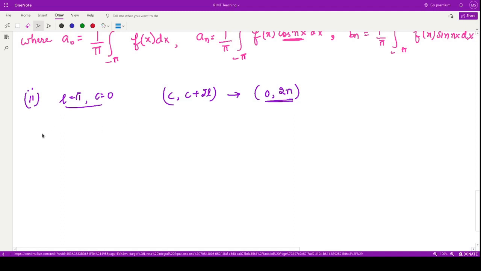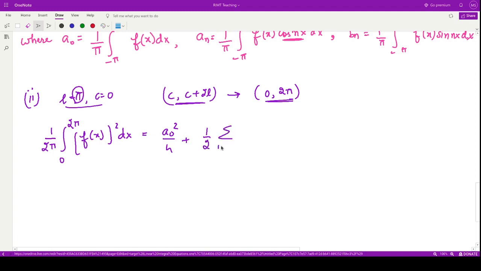In that case, the identity reduces to 1 by 2 pi integration from 0 to 2 pi. Now because the value of L is pi, right? Here we have instead of L the value pi, and the interval now reduces to 0 to 2 pi. So we have f of x whole square dx equal to a naught square by 4 plus 1 by 4 summation n varies from 1 to infinity of an square plus bn square, right?